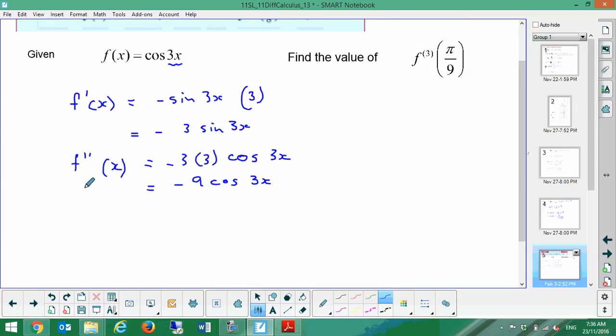Now we want the third derivative. So we've got minus 9, differentiate cos, we get minus sine of 3x, times the derivative of the inside, times another 3. So now we've got minus times minus makes plus, 3 9s are 27, sine of 3x.